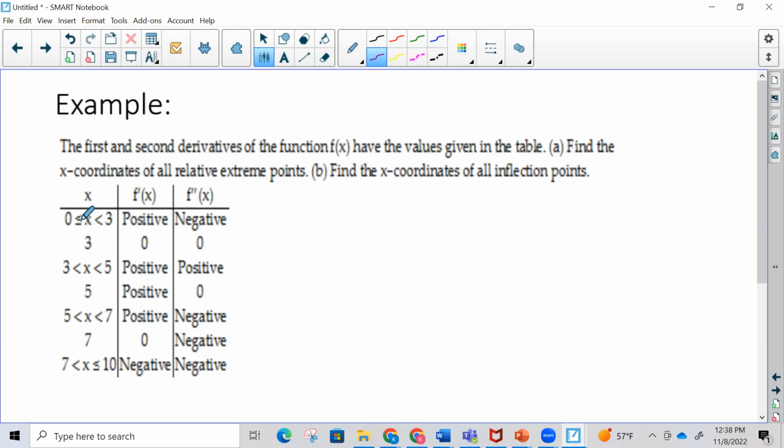So if I look here, from 0 to 3, the derivative is positive. At 3, it's 0, but it's staying positive. So that's that plateau point. That is not a max or a min. Okay, at 5, it's just positive, so it's still increasing at 5. From 5 to 7, it's positive, but then at 7, it's 0, and then it changes to negative. So that means x equals 7 is a relative extremum.